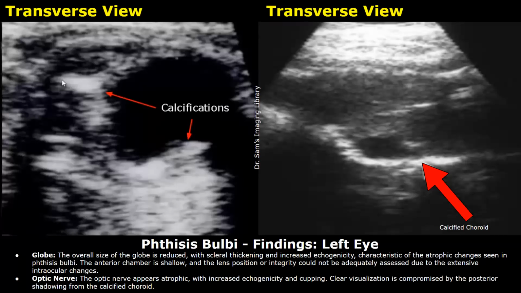Globe: the overall size of the globe is reduced with scleral thickening and increased echogenicity, characteristic of the atrophic changes seen in Phthisis bulbi. The anterior chamber is shallow and the lens position or integrity could not be adequately assessed due to the extensive intraocular changes. The optic nerve appears atrophic with increased echogenicity and cupping. Clear visualization is compromised by the posterior shadowing from the calcified choroid.